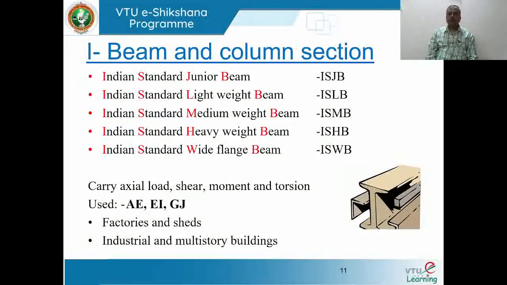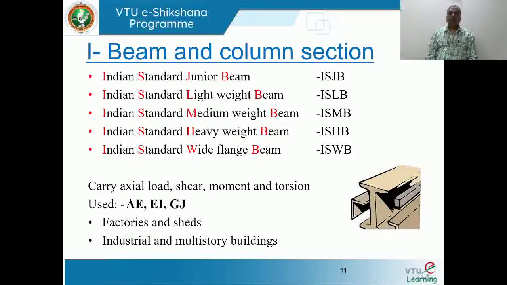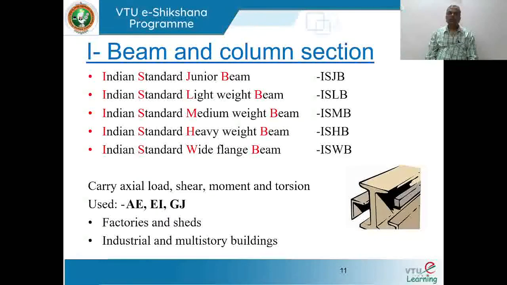We should know what these different designations of the beam are all about, in what way the properties of the section vary. What is important is how the moment of inertia about the IXX axis is varying compared to the IYY axis. So depending on the magnitude of the moment, depending on what amount of section modulus is required to resist the moment, we need to identify a suitable section. So for this, the properties of these I-sections play a very important role.